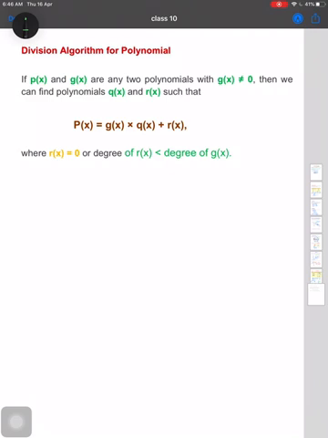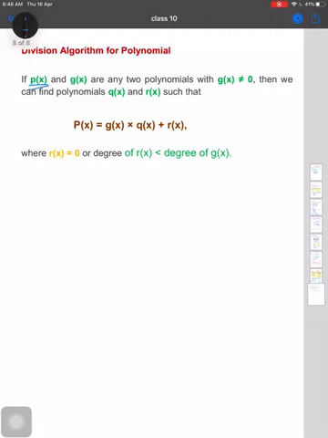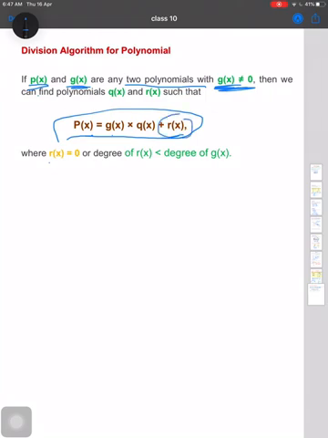Next one is the division algorithm of a polynomial. Now suppose you have polynomials p(x) and g(x), two polynomials in such a way that g(x) is not equal to 0, then you can write p(x) as q(x) into g(x) plus r(x). Now if r(x) is not 0, the remainder is not 0, then the degree of r(x) will always be less than the degree of g(x).